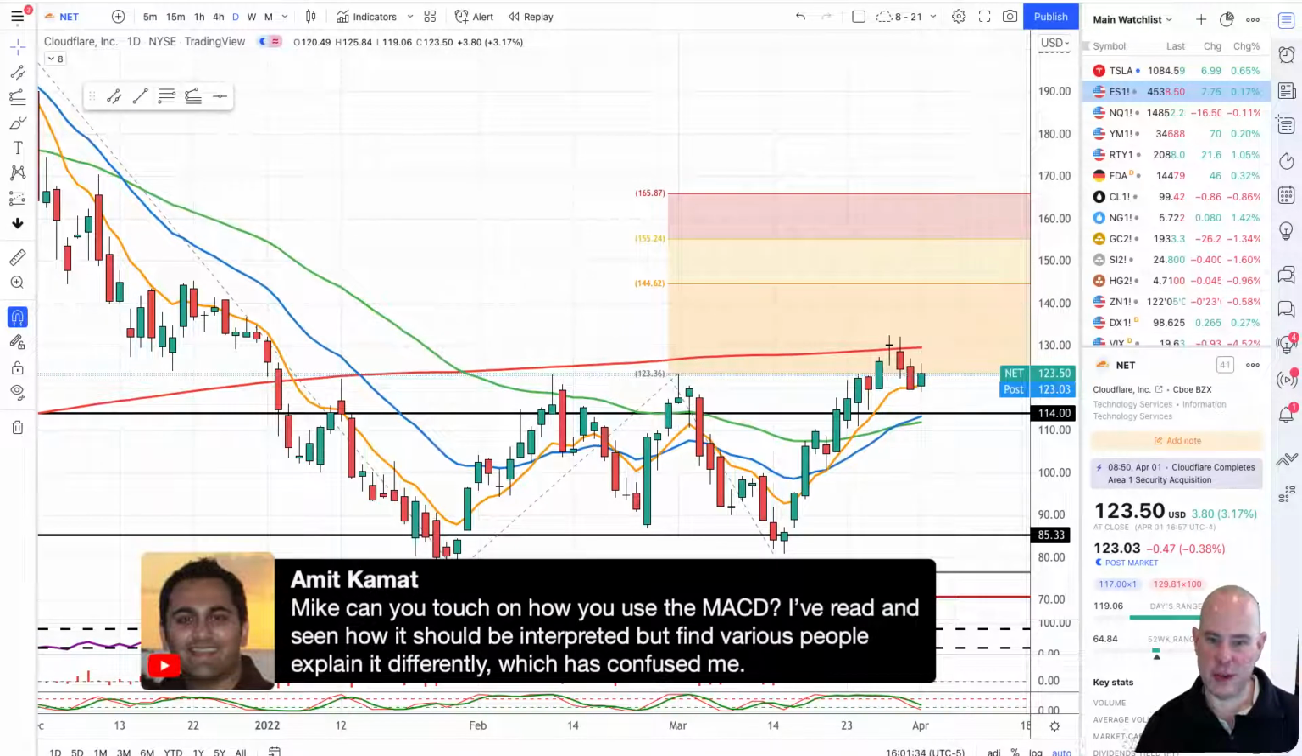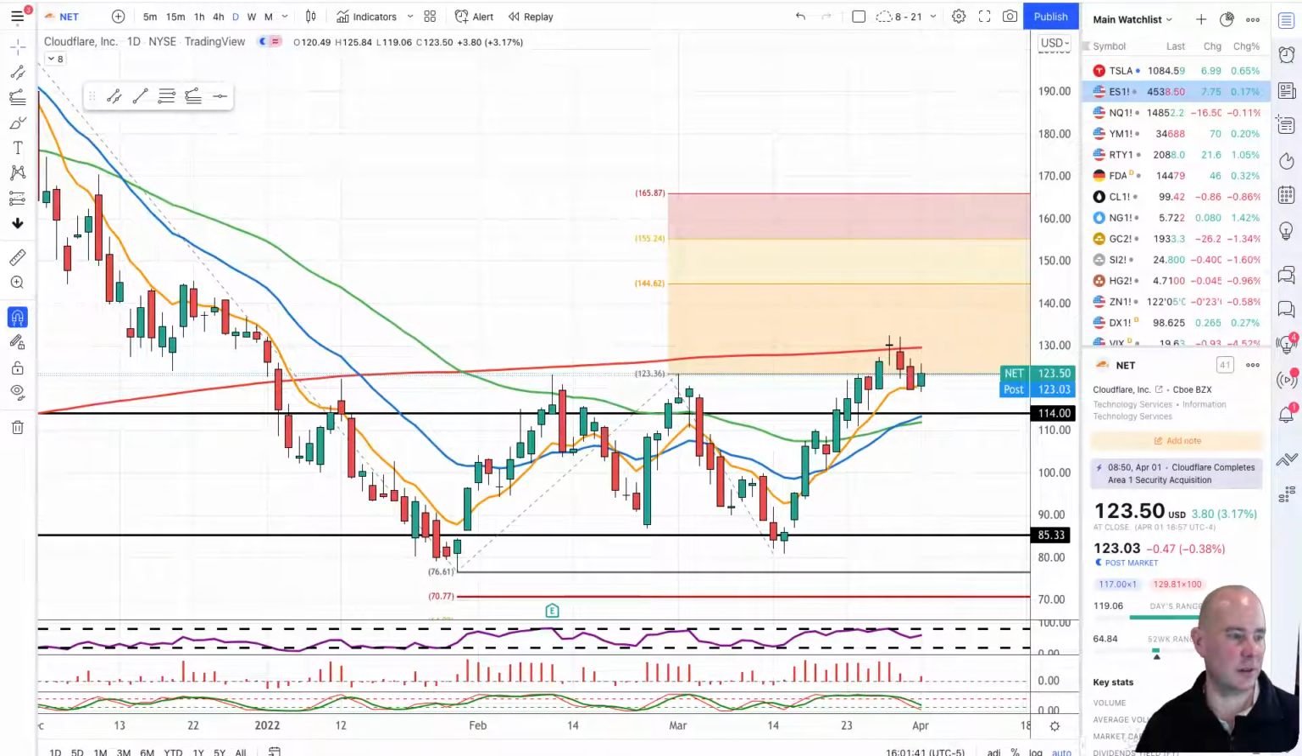Can you touch on how you use the MACD? I've read and seen how it should be. I will talk about the MACD briefly. It has its uses. Do not use the default parameters. The default was popularized by George Lane in the 70s with a book he wrote. From all the research and testing I've done, the default parameters were essentially curve fit to data in the 60s, because it even starts falling apart after his book was published in the 70s. If you actually do the testing, that's where curve fitting is very dangerous. MACDs can be utilized. Do not use them with the default parameters.